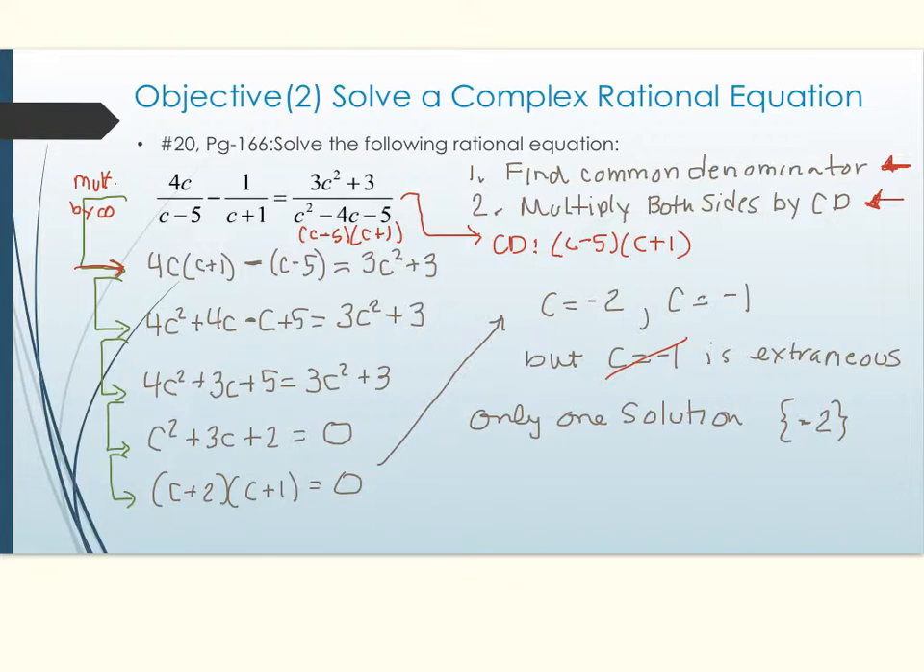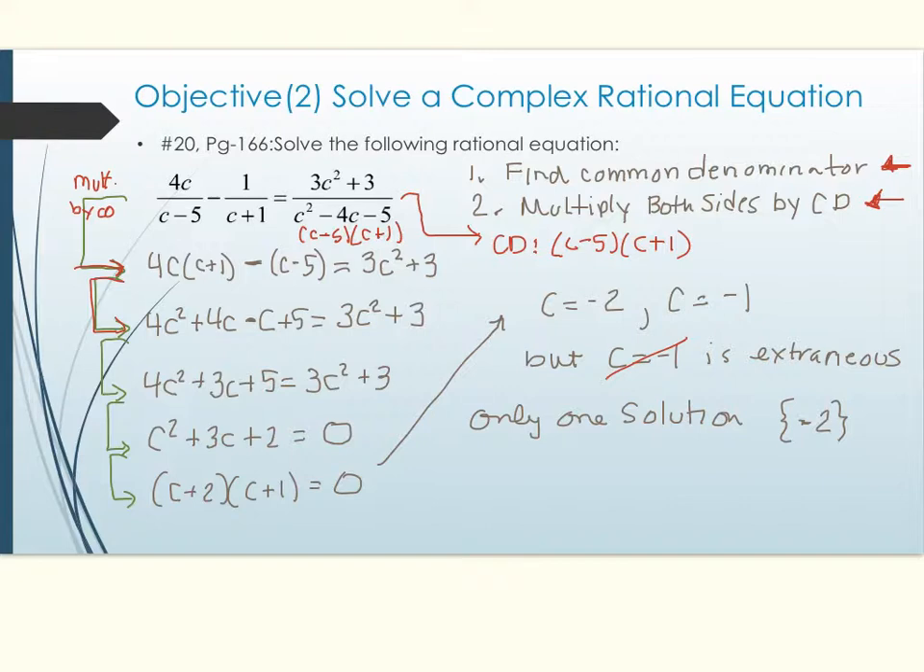So our second step from there is to go through and do the distributive property. So we get 4c squared plus 4c minus c plus 5 is equal to 3c squared plus 3.